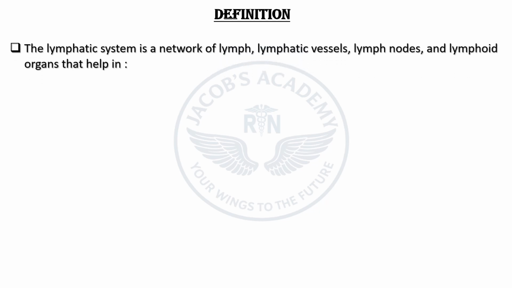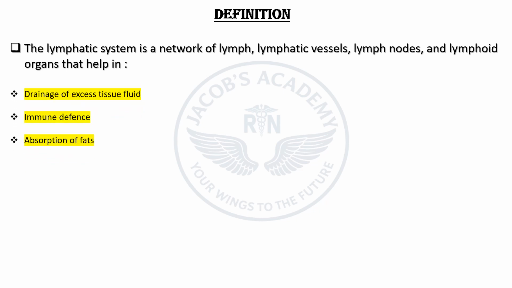Now let us understand the definition of the lymphatic system. The lymphatic system is a network of lymph, lymphatic vessels, lymph nodes and lymphoid organs present throughout the body. This system performs three very important functions. First one is drainage of excess tissue fluid. It helps in the drainage of excess tissue fluid from the tissues and returns it back to the circulation, meaning blood circulation, thereby preventing edema.